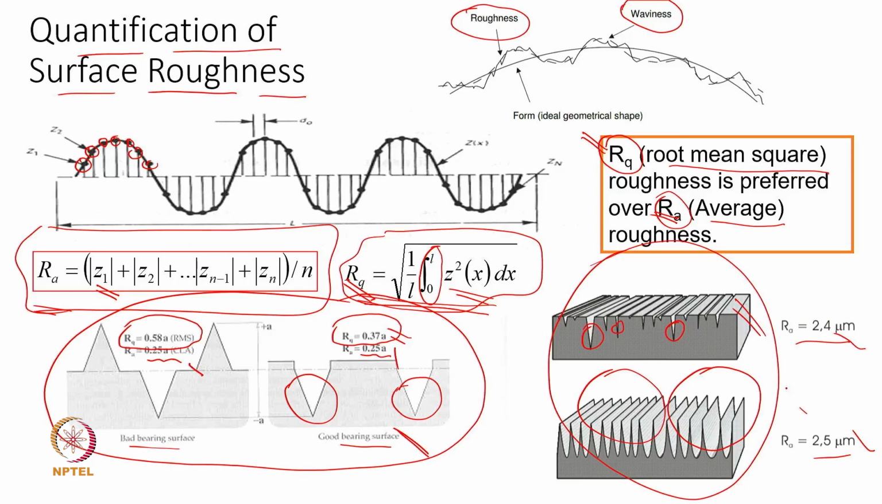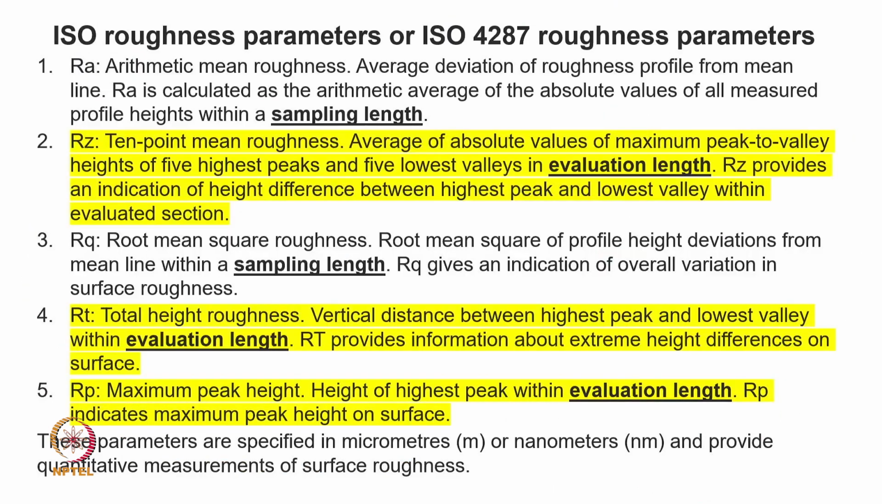So, it can vary from angstrom, nanometer to the micron side. Now, in the first slide we also mentioned an ISO standard, ISO 4287, that gives the surface roughness parameters. And what are those surface roughness parameters? There is a long list, but we will focus only on 5 parameters: the RA value, RZ value, RQ value, RT value and RP value.